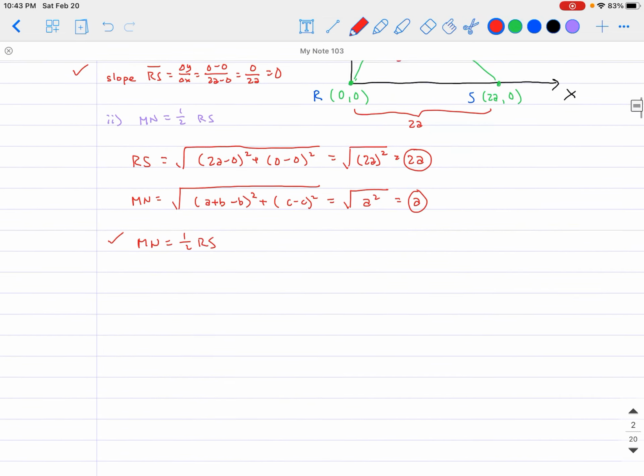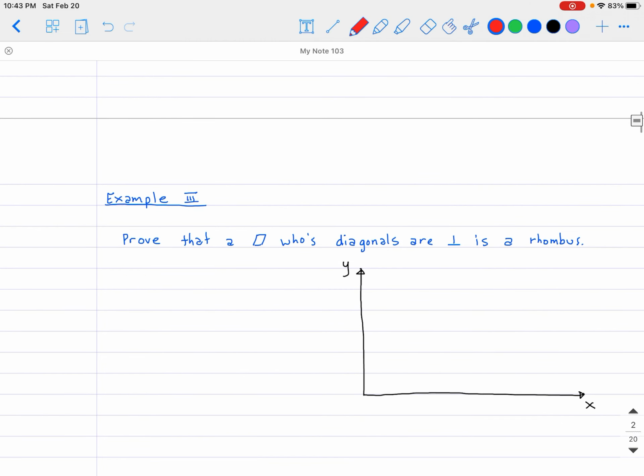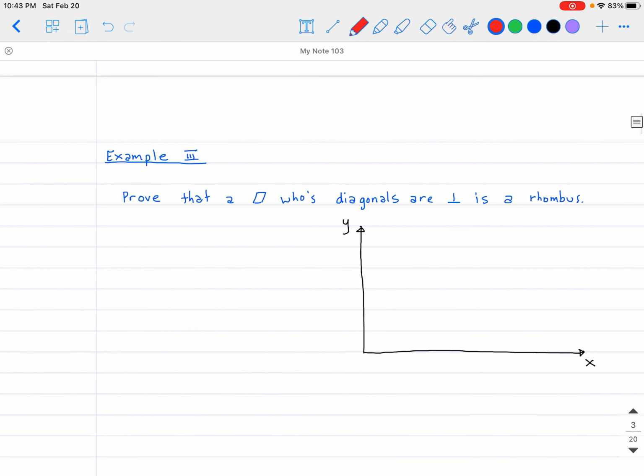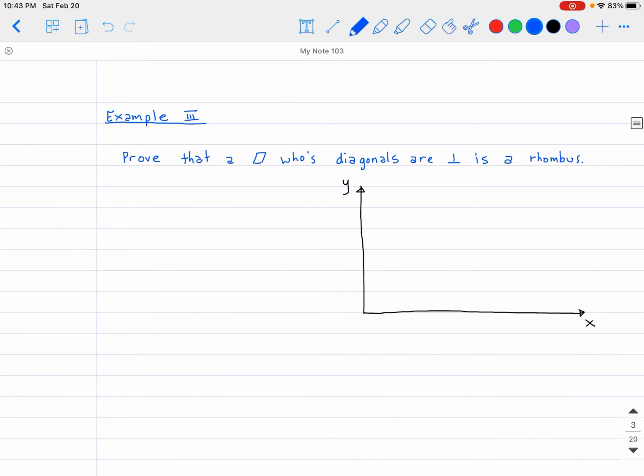Okay, let's look at one last example, and then I think we'll go ahead and call it. Prove that if you have a parallelogram whose diagonals are perpendicular to each other, then the result is a rhombus. Since we created a parallelogram earlier, why don't we do exactly the same thing? If you would like to pause the video and try this for yourself, that's totally fine. That's definitely worth trying if you can. If not, then I'm going to go ahead and get started.